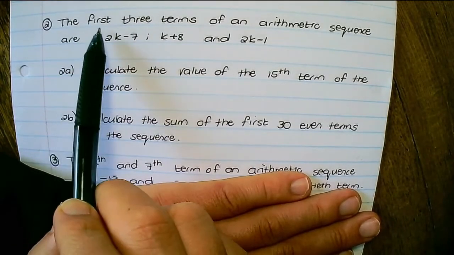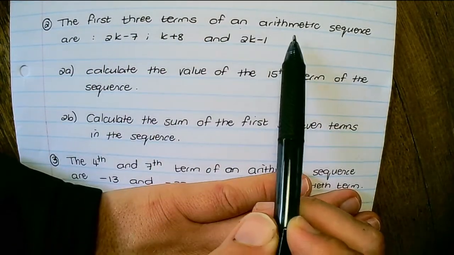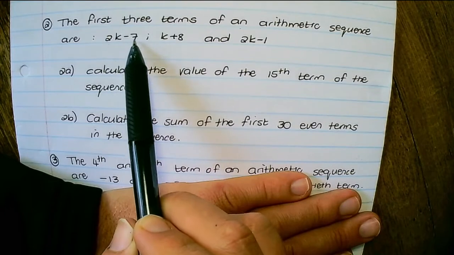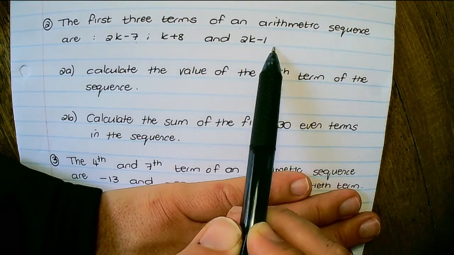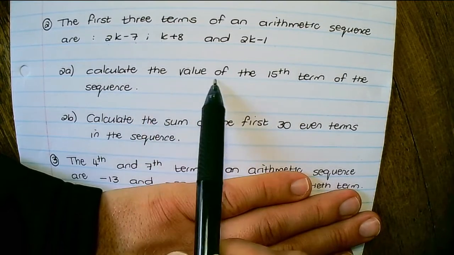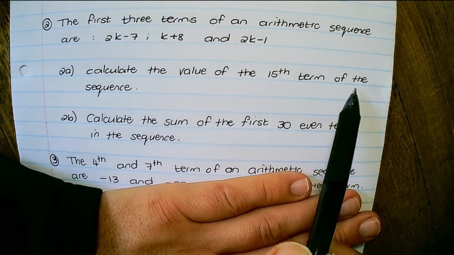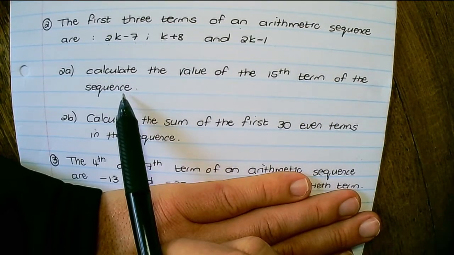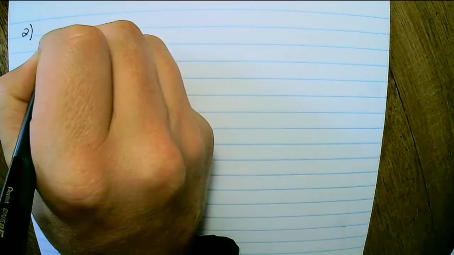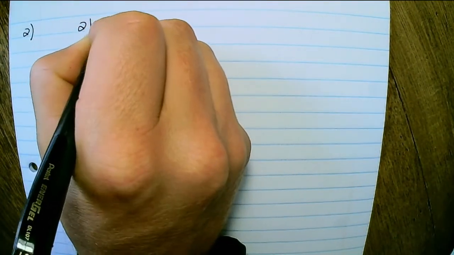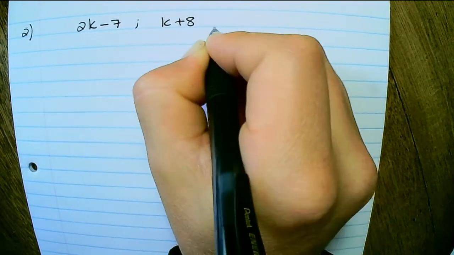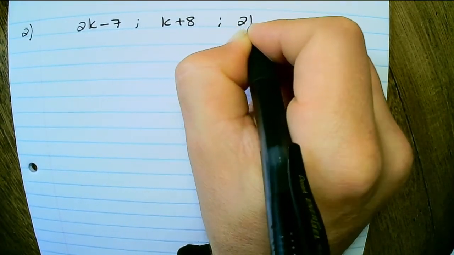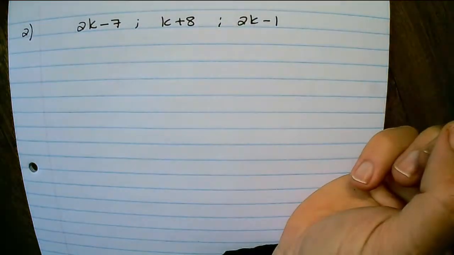The next question is, the first three terms of an arithmetic sequence are 2k minus 7, k plus 8, and 2k minus 1. Calculate the value of the 15th term of the sequence. So we have 2k minus 7, k plus 8, and our third term is 2k minus 1.